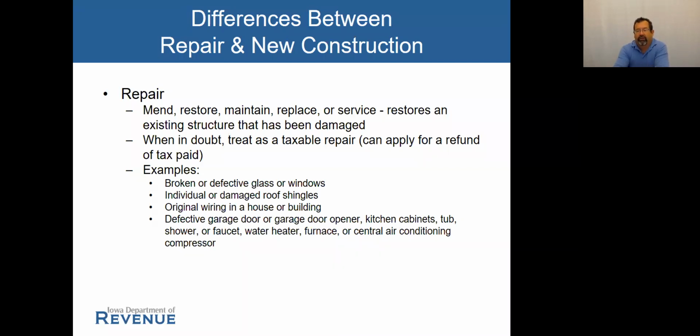Examples of a repair would be broken or defective glass or windows, individual or damaged roof shingles, replacing original wiring in a house or building, replacing a defective garage door or a garage door opener, kitchen cabinets, a tub, shower, faucet, water heater, furnace, or central air conditioning compressor.